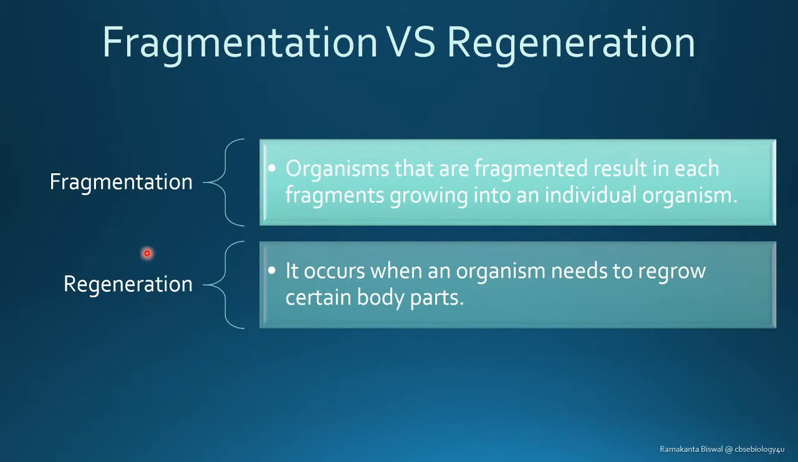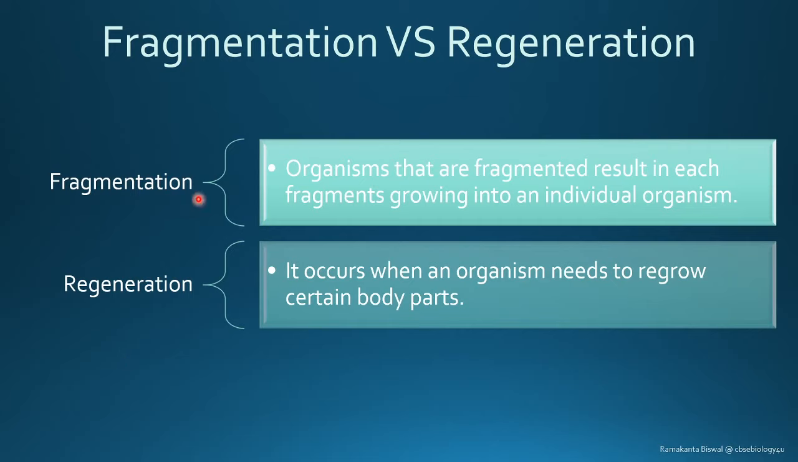Fragmentation and regeneration. So in fragmentation, the organism that is fragmented results in each fragment growing into an individual organism. But regeneration typically occurs when an organism needs to regrow certain body parts. So fragmentation is a regular process of asexual reproduction, but regeneration, we cannot strictly say it is an asexual mode of reproduction. It is required as and when there is a need to regrow certain body parts. But fragmentation is a regular process of asexual reproduction, as we have discussed.